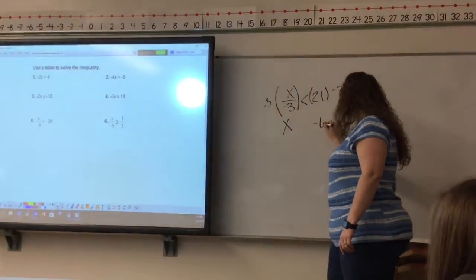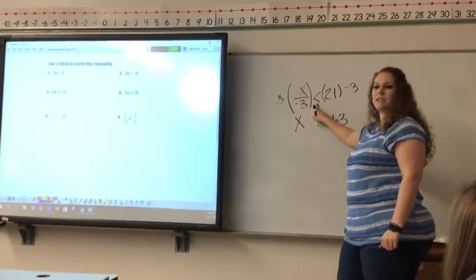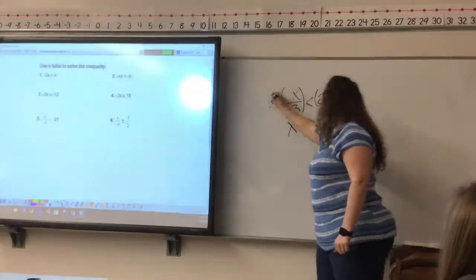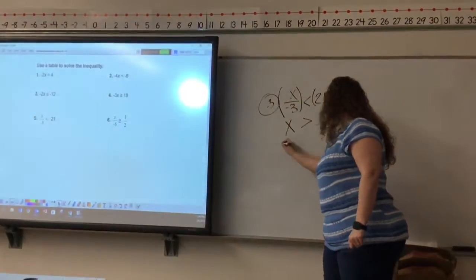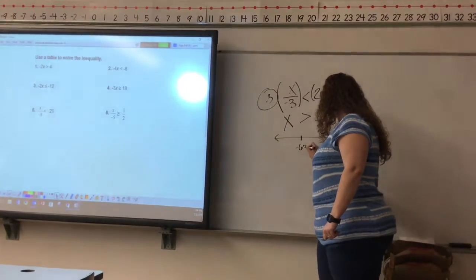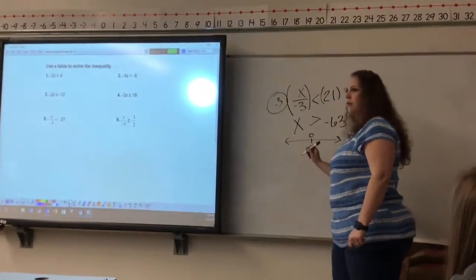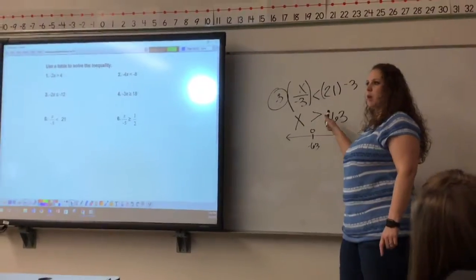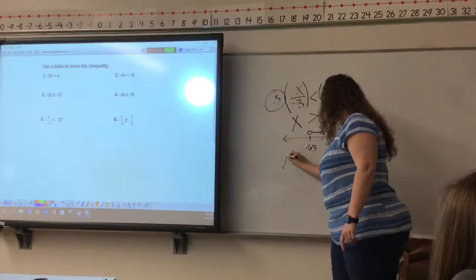Negative 63. What happens to my sign? It flips. Why does it flip? Because you're dividing by a negative. Okay, I multiplied by a negative right here. So I have to flip my sign. And then you guys graph it. You're at negative 63. Open circle or closed circle? Open. Why? Because it's not equal to. Okay. And is my variable larger or smaller than negative 63? Larger.